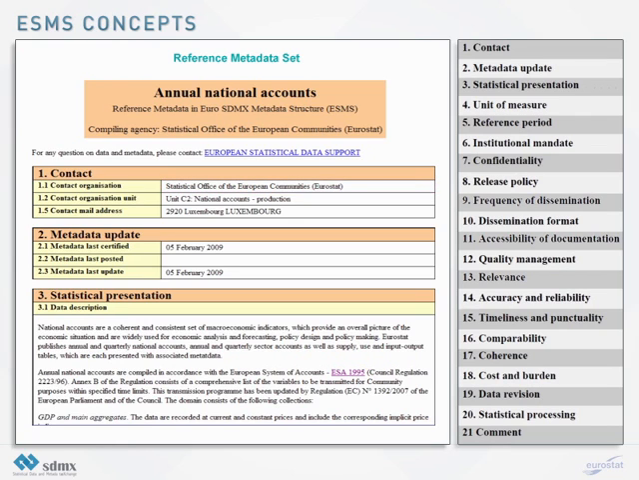Reference metadata reports, structured through these specific concepts, may contain conceptual metadata describing the data structure concepts, methodological metadata describing methods used for the data production, and quality metadata describing the different quality dimensions of the statistical data.